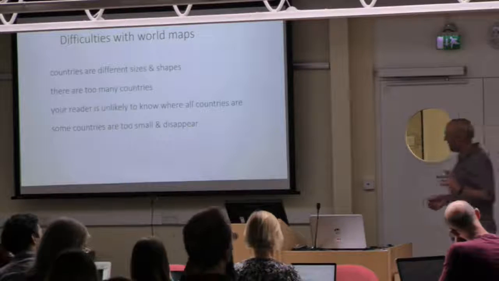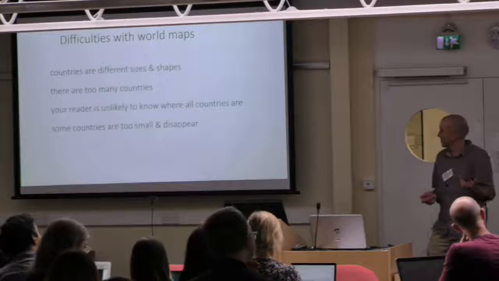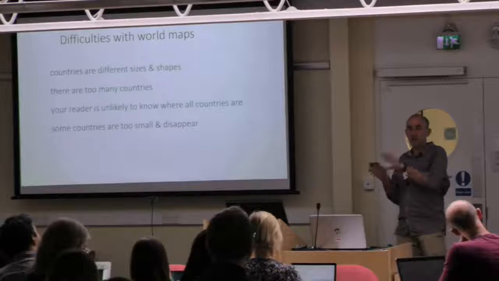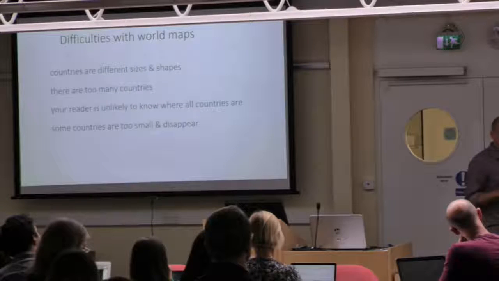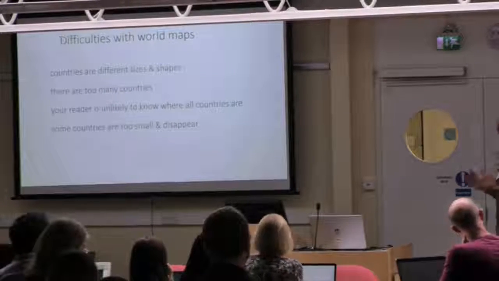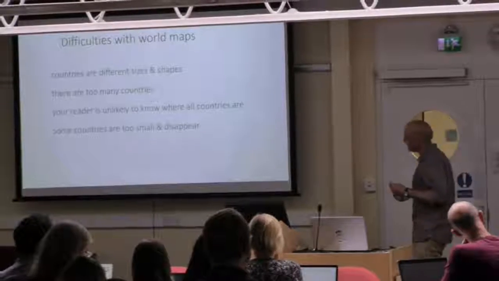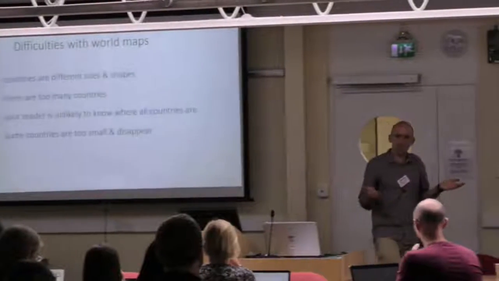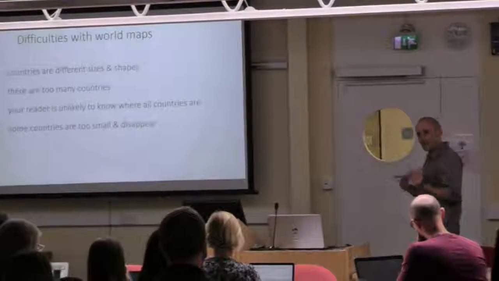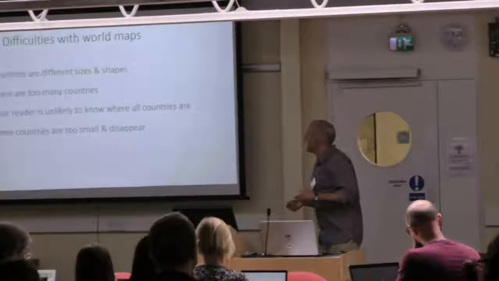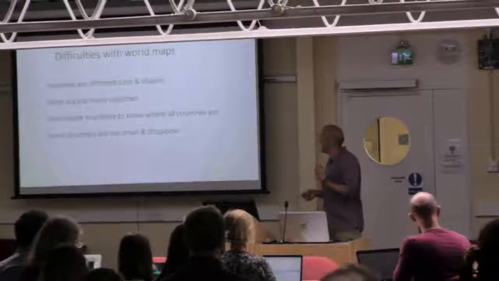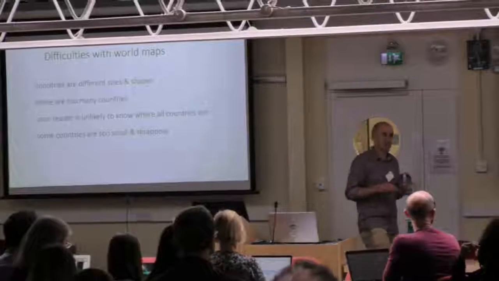Maps are a pain, or they can be a pain, because countries are different shapes and sizes. So going back to some of the work about perception, everything's a different shape and size, and that's going to influence what information people take in from it. And there's just too many of them, like 190 odd, depending on which interpretation you use. So how do you get all that information across at one time? Your reader is unlikely to know where they all are, and some countries are too small and they're just going to disappear.